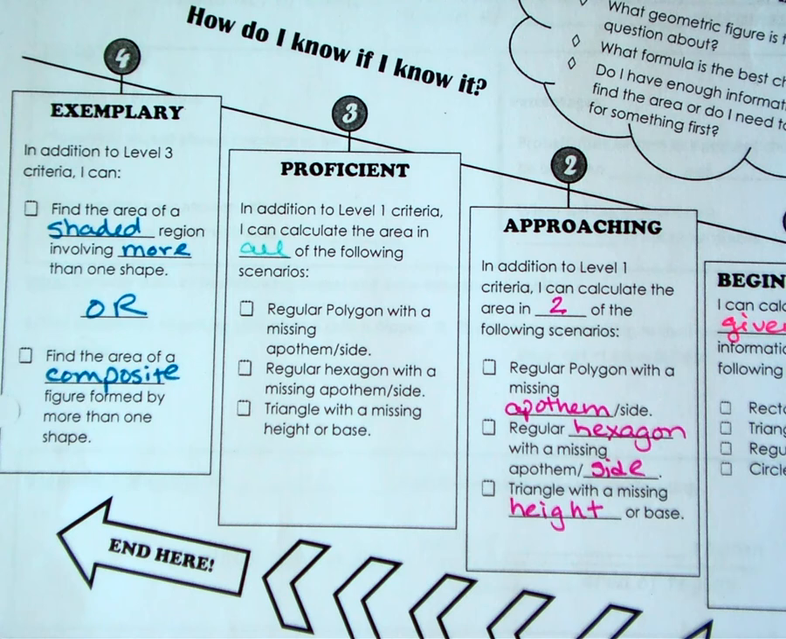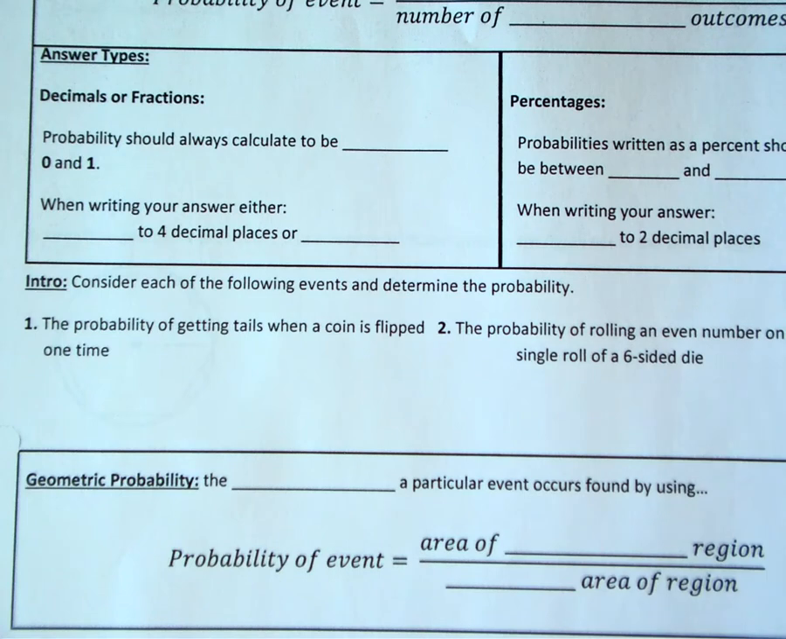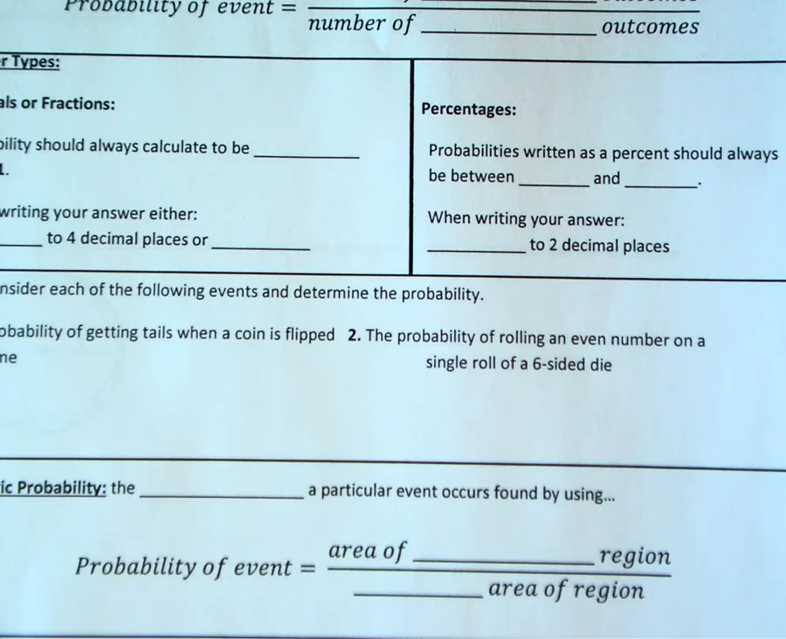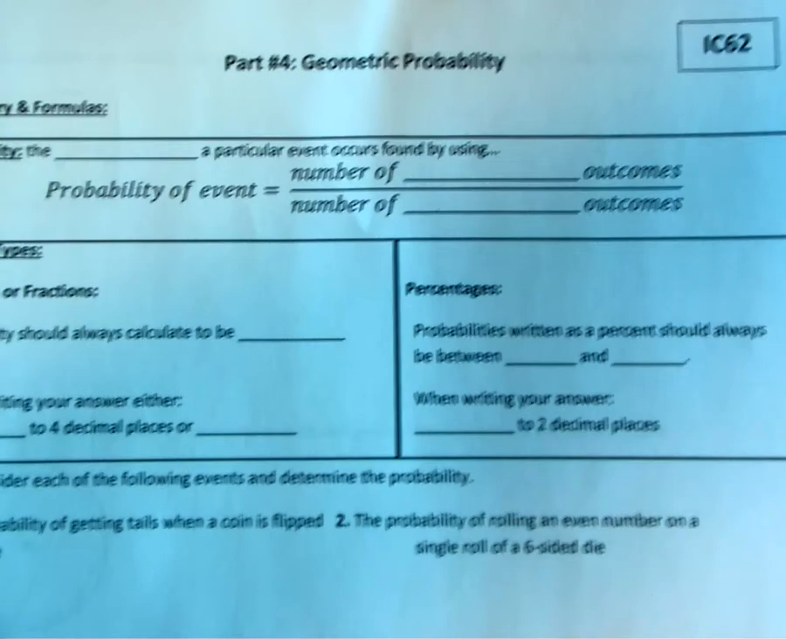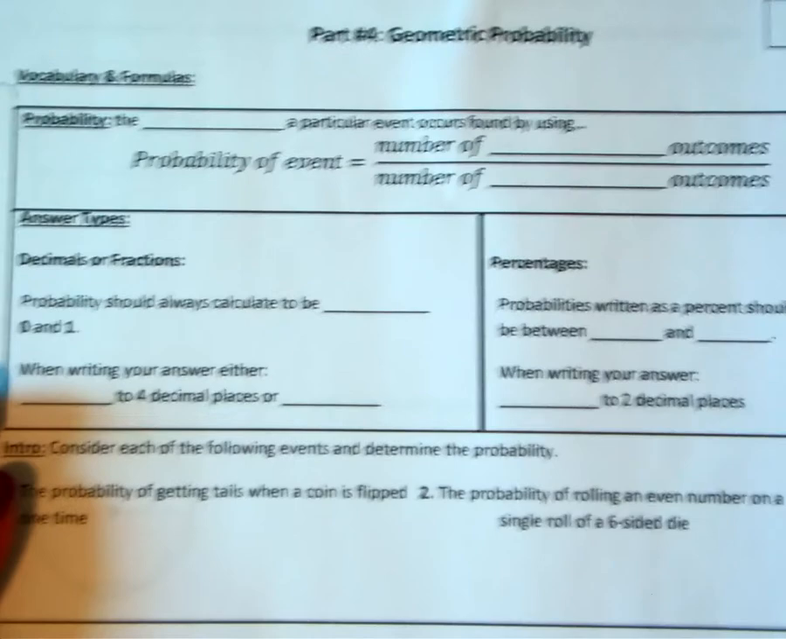So level 4 you can achieve by being proficient and then also being able to find the area of a shaded region involving more than one shape, which we did in the last lesson with the pentagon and the circle. Or you can find the area of a composite figure formed by more than one shape, which we've done as well in the last lesson with the rectangle and the semicircles on each end. So we've touched on all of that already.